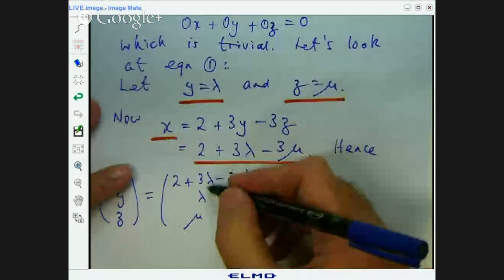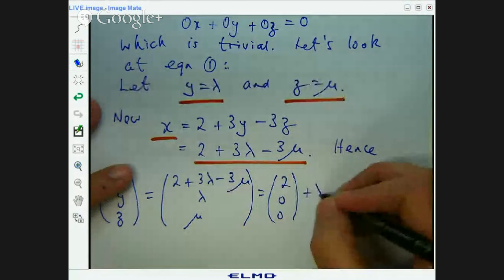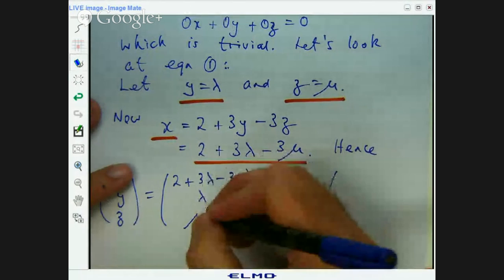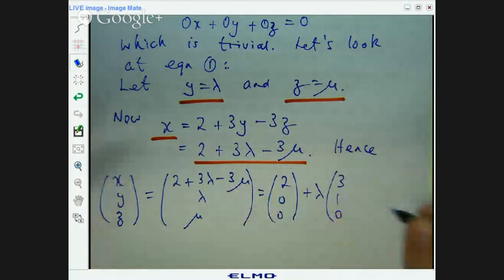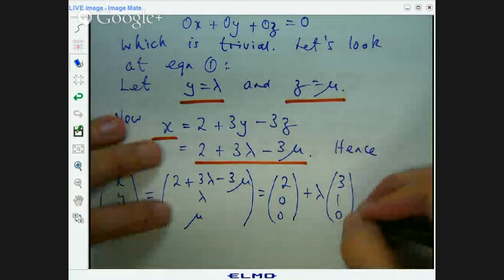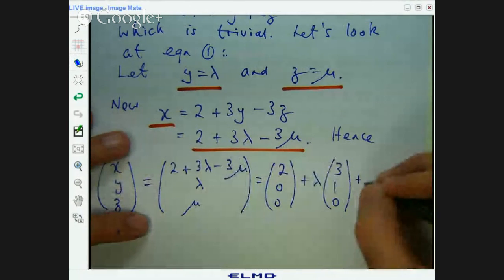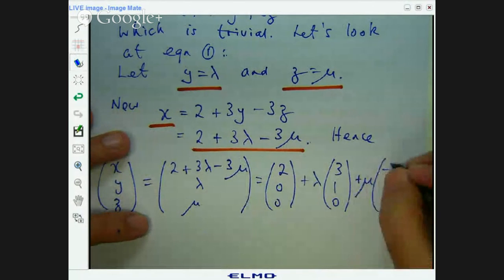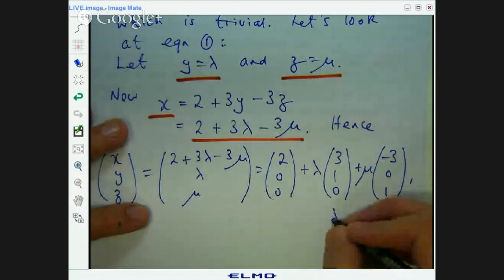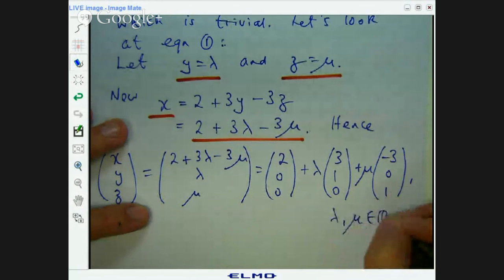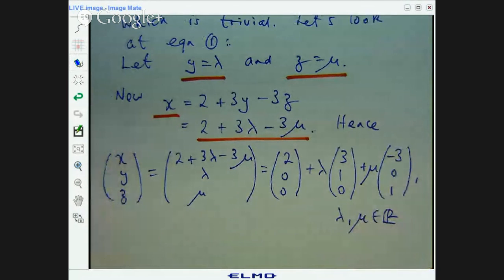Okay, so what we're going to do is break this up, bring the 2, 0, 0 out the front. I'm going to then look at the lambdas and bring the lambdas out the front. So it'll be 3, 1, 0. And likewise with the other parameter mu. So I've got a mu there and a mu there. And I can have negative 3, 0, 1. And here, these are my parameters.